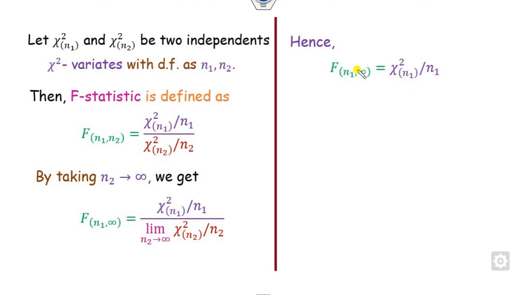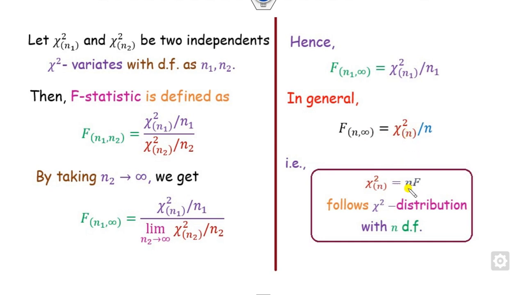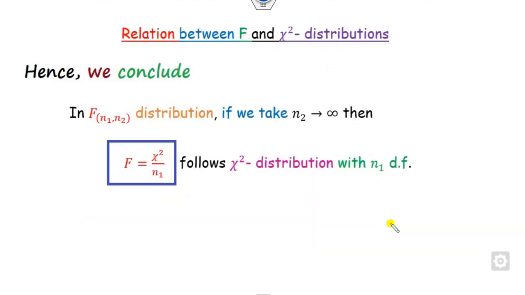Hence, this F is nothing but my here. Or you can see that this is n1, this is again n1, this is again n1. So we can write in general as here. Or you can write this chi-square as nothing but n into F, and that follows the chi-square distribution. So what is the meaning of that? If you have the F distribution, by setting n2 as infinity, whatever is left behind in this F, you multiply with its degrees of freedom, and that gives the relation between F and the chi-square. So that's a simple proof and remark for the chi-square and the F distribution.